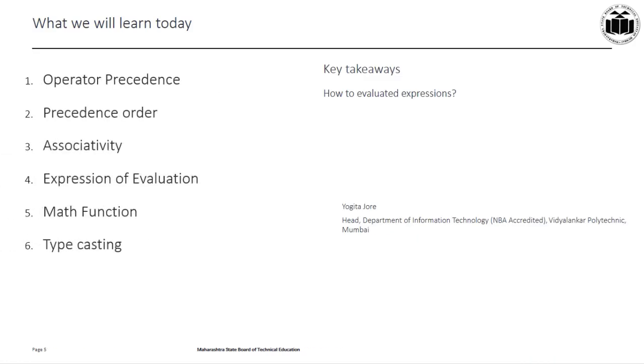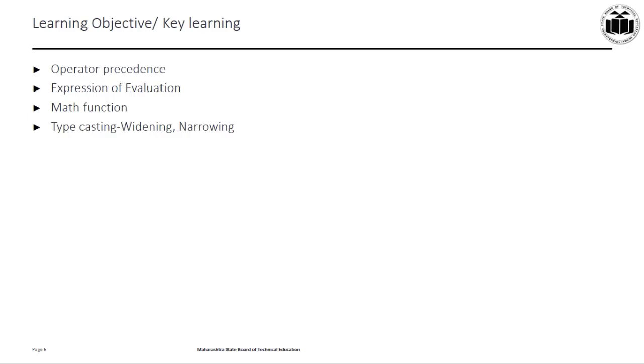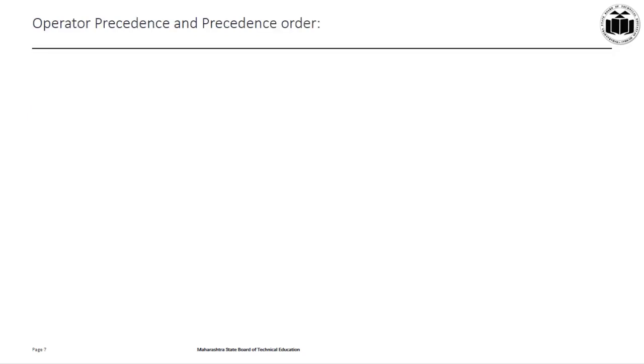Today we will learn operator precedence. What do you mean by precedence order? Associativity, expression evaluation, math functions and typecasting. So today's key learning points are operator precedence, expression evaluation, math functions, and typecasting along with its types, that is widening and narrowing. So let us start with operator precedence and precedence order.